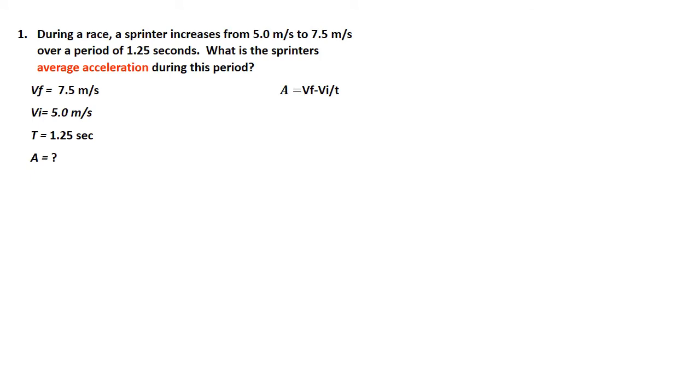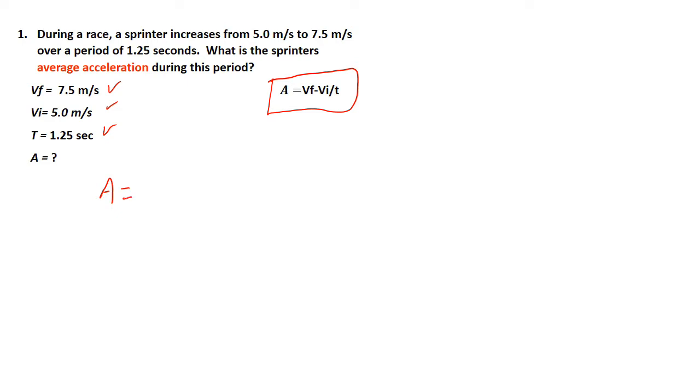So problem 1 says, during a race, a sprinter increases from 5 meters per second to 7.5 meters per second over a period of 1.25 seconds. What is the sprinter's average acceleration during this period? On this problem, we've already given you the equation: acceleration is equal to final velocity minus initial velocity divided by time. And we've even given you some of the values here, what final velocity is, what initial velocity is, what time is. So now it's basically just plugging information into the equation.